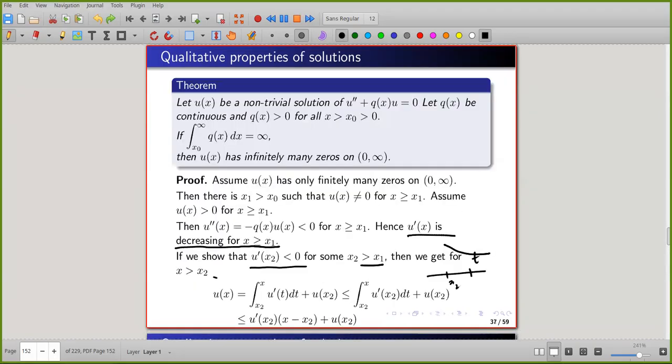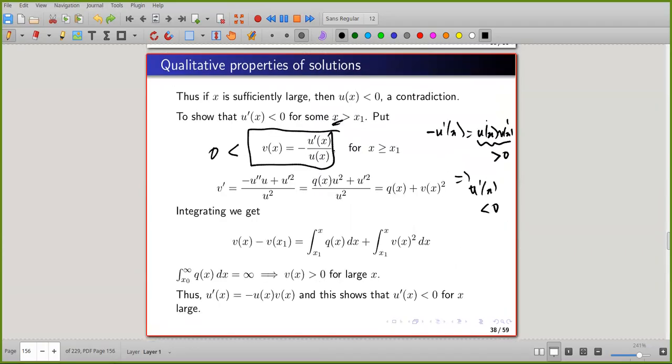Let's just look at the theorem once again. If q of x is continuous, q of x is positive, and if the integral is infinite, then u of x has infinitely many zeros on 0 to infinity.